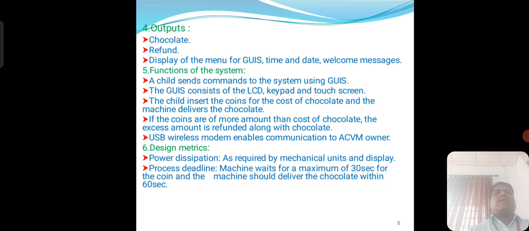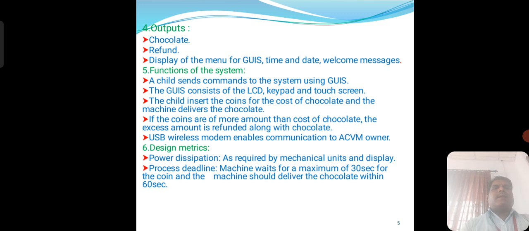Functions of the system: a child sends commands to the system using graphical user interfaces. The GUI consists of LCD, keypad and touch screen. The child inserts coins for the cost of the chocolate and the machine delivers the chocolate. If the coins are of more amount than the cost of the chocolate, then the excess amount is refunded along with the chocolate. A USB wireless modem enables communication to the ACVM owner.